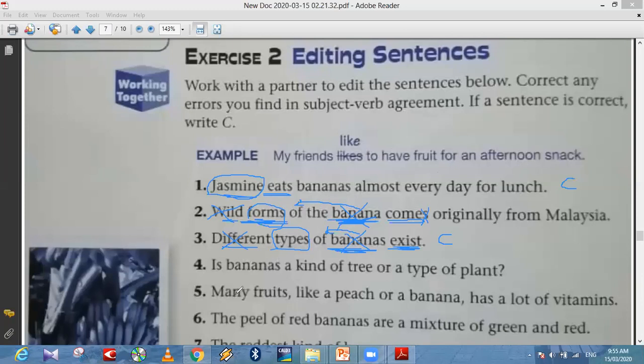Number 4. Is bananas a kind of tree or a type of plant? The subject is bananas. Is this a singular or a plural subject? Bananas are plural. So is it correct now? No. So instead of S, we put R. It must be R. Sorry, I'm writing using my mouse.